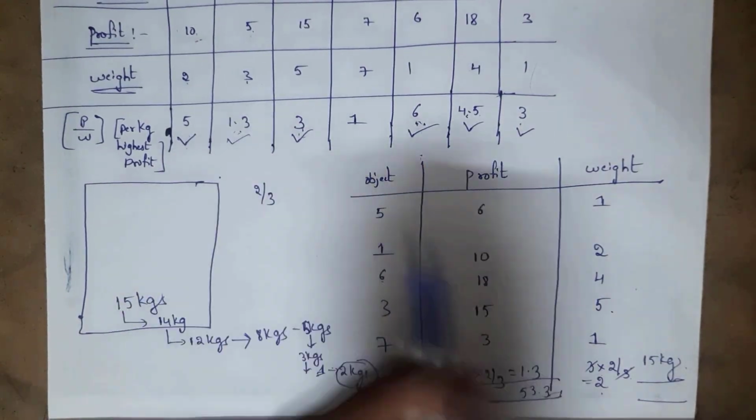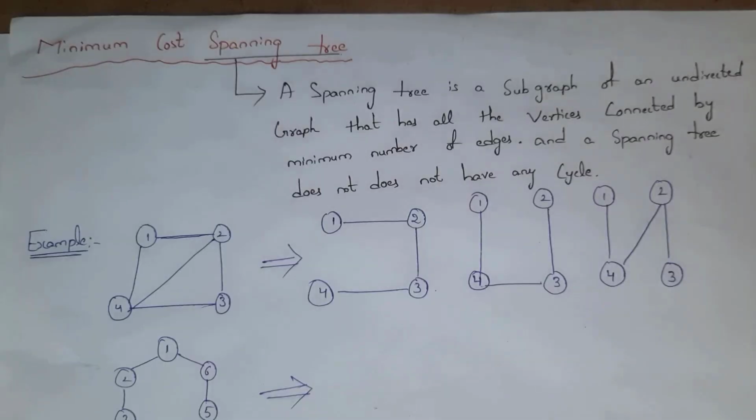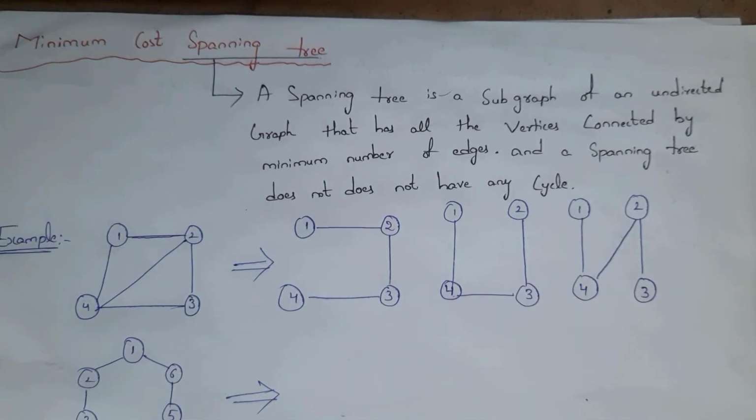This is how we calculate the fractional knapsack problem. And the next topic is minimum cost spanning tree. Also I will explain what is Prim's algorithm and Kruskal's algorithm. At first I will explain what is a spanning tree.